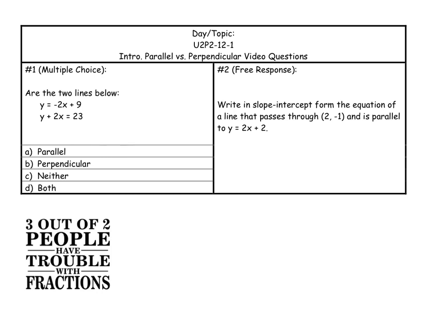So now it's your turn. Are the two lines below parallel? Are they perpendicular? Are they neither? Or are they both? So we want to find the slope of the first line and the slope of the second line and compare them. Number 2, write in slope-intercept form the equation of a line that passes through the point 2, negative 1, and is parallel to y equals 2x plus 2. Be sure to put your answers on the Google form.